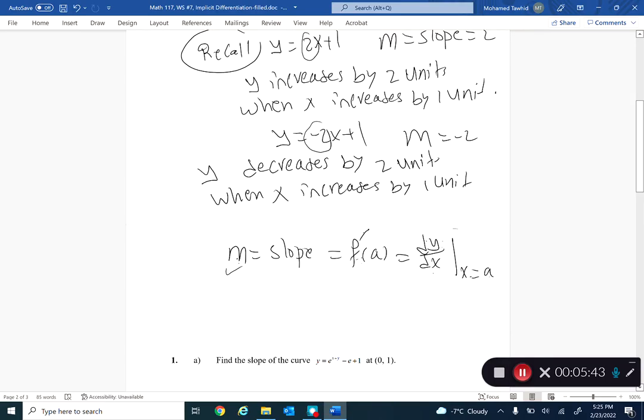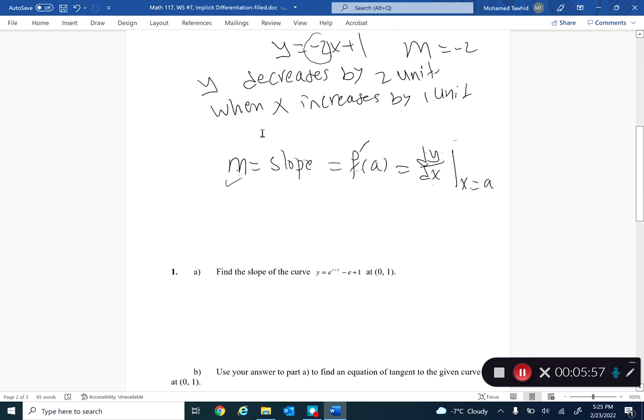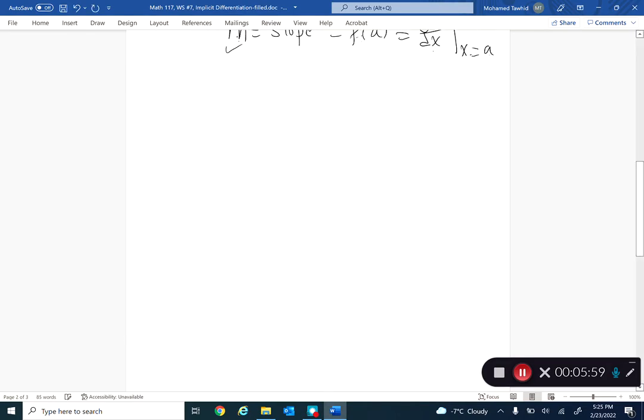So now we are interested today in taking the derivative of this function, or this equation, which is called an implicit equation, which means you are not able to solve for y. How to get the derivative? Let me show you how to take the derivative. That is our goal for today.